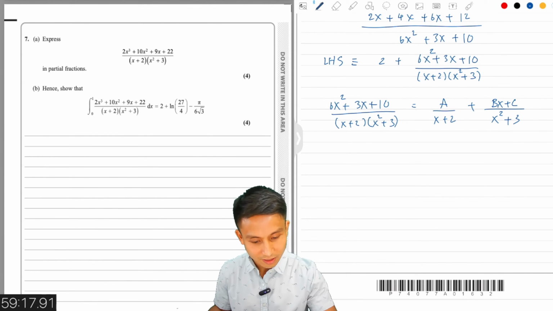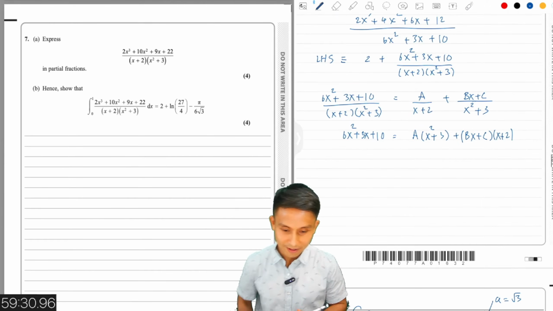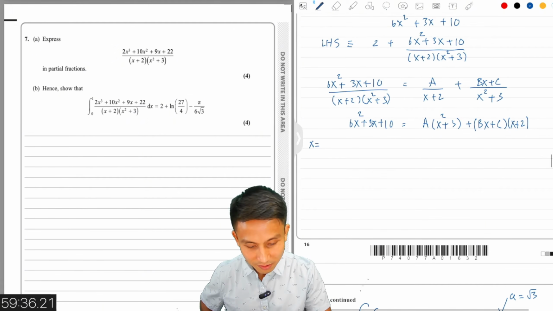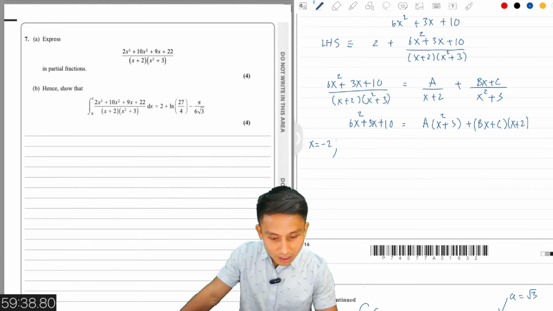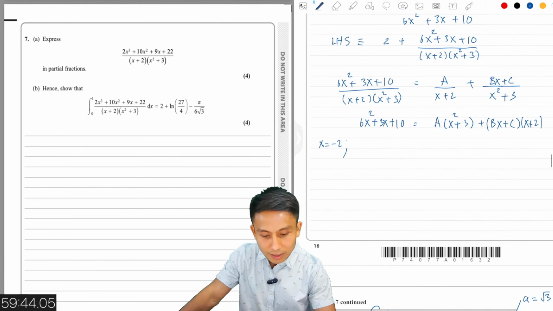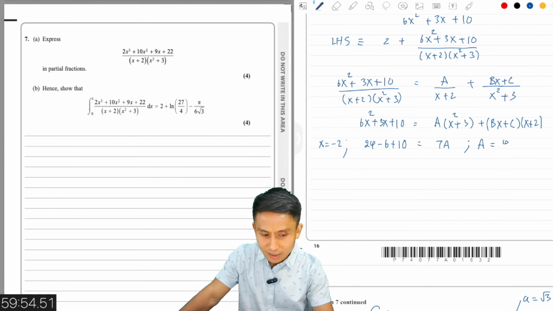So again, x squared plus 3x plus 10 equals, I'm just going to be quick here, guys, because I already spent quite a lot of time making that mistake of not dividing the whole thing first. Okay, so repeat the same step. If I put x equals minus 2, let's check if I have that. Minus 2, so that's 24 minus 6 plus 10 equals, minus 2 squared is 4, so that's 7a, and that disappears, so that a becomes 28, so a is still 4.